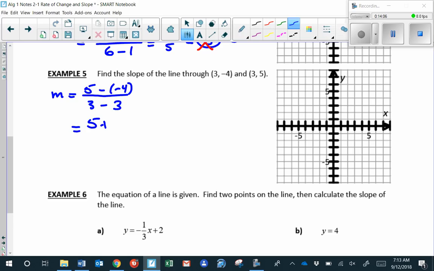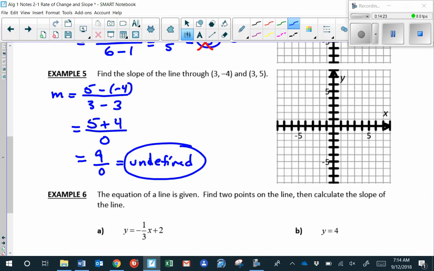5 minus -4 is 5 plus 4. 3 minus 3 is 0. So we have 9 divided by 0. Any number divided by 0 is undefined. So that means that our slope is undefined.